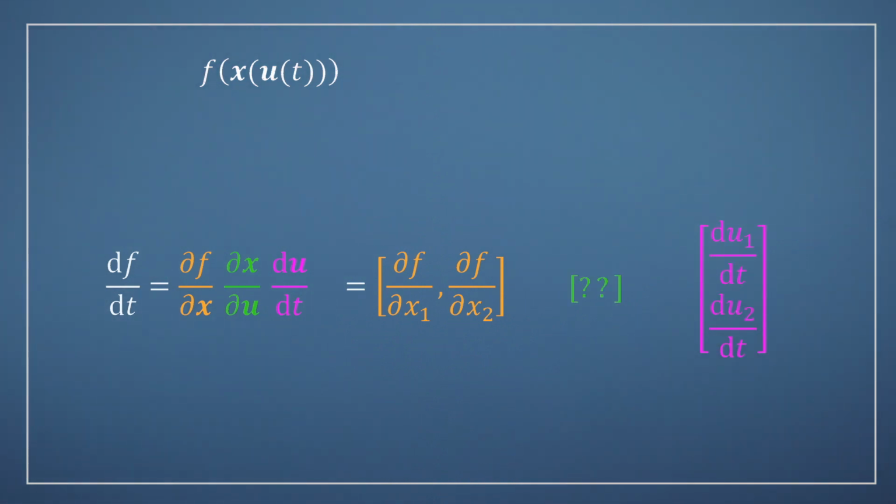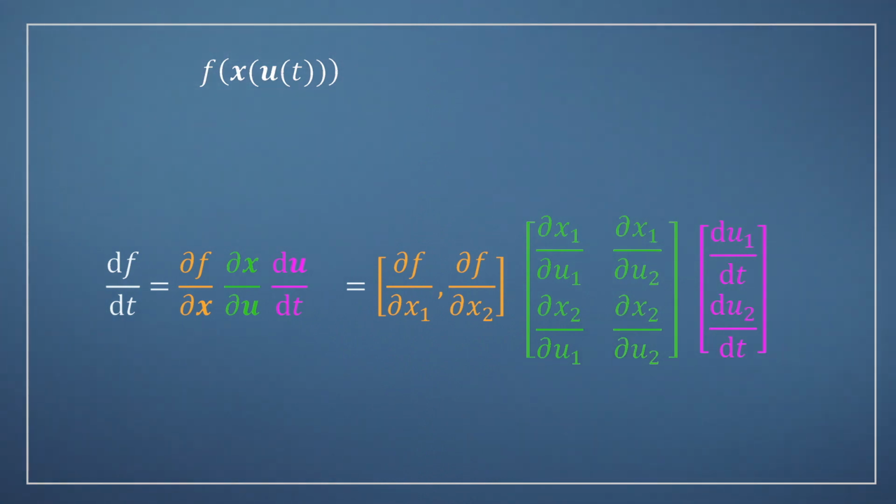But what about the middle term, dx by du? Well, for the function x, we need to find the derivative of each of the two output variables with respect to each of the two input variables. So we end up with 4 terms in total, which, as we saw in the last module, can be conveniently arranged as a matrix. We still refer to this object as a Jacobian, so we can now say that the derivative of f with respect to t is the product of the Jacobian of f with the Jacobian of x and the derivative vector of u.